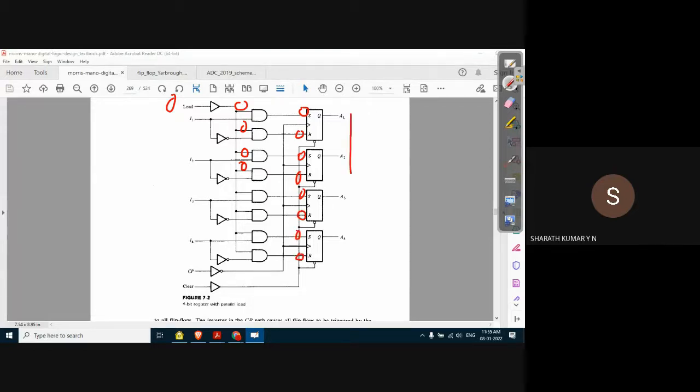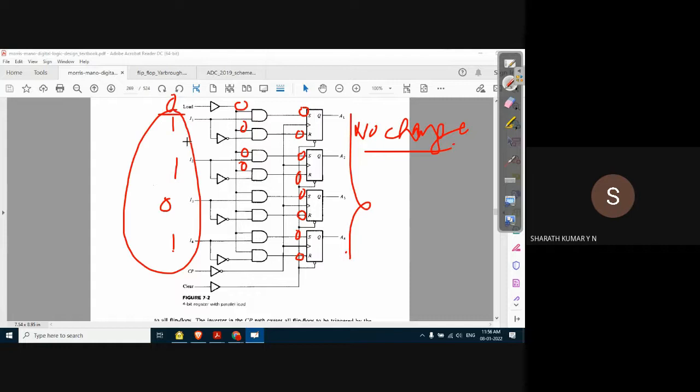What should be the output, guys? When the inputs are 00, there is no change in the output. That means if load is 0, even if you provide any input to the register, it will not be loaded to the register. Why? Because load is 0. If load is 1, then only the data input will be loaded to the shift register.